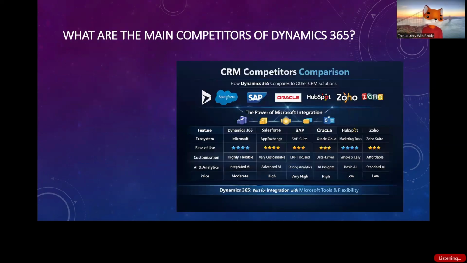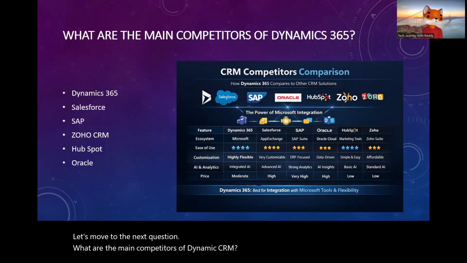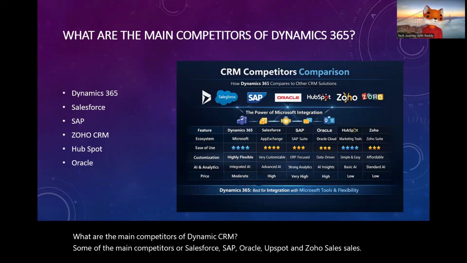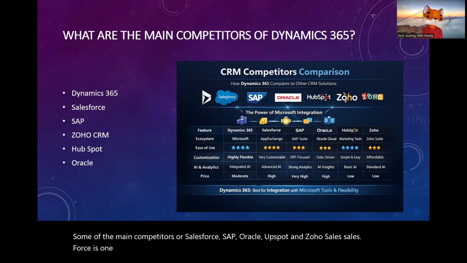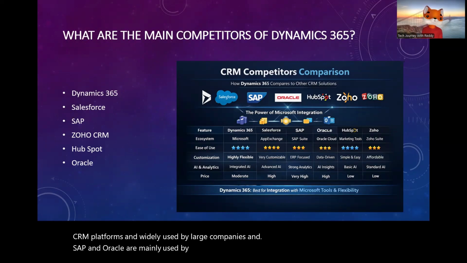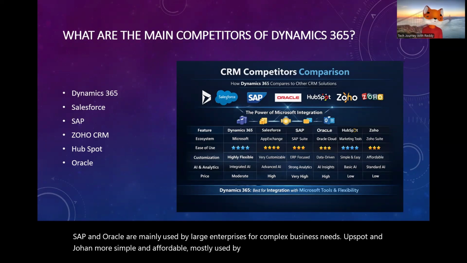Next question. What are the main competitors of Dynamics CRM? Some of the main competitors are Salesforce, SAP, Oracle, HubSpot, and Zoho. Salesforce is one of the best CRM platforms and widely used by large companies. SAP and Oracle are mainly used by large enterprises for complex business needs. HubSpot and Zoho are more simple and affordable, mostly used by small and medium businesses. So different companies choose different CRM tools based on their needs.